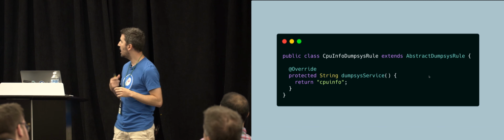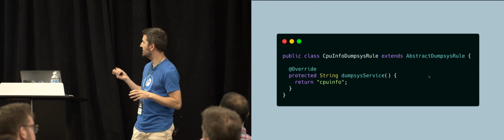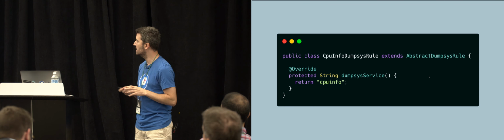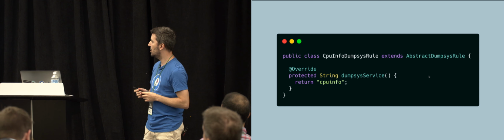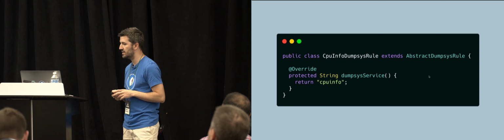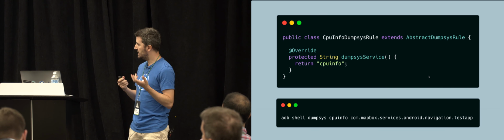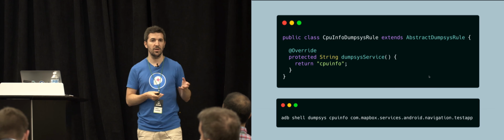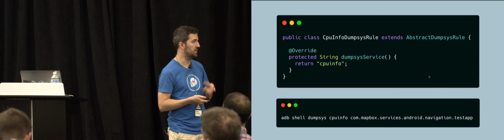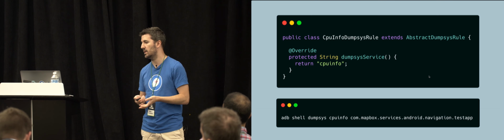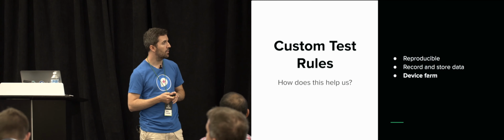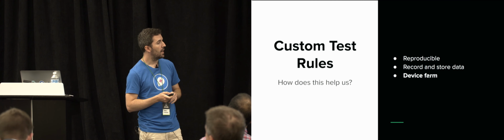This is just an implementation example of how we abstracted these custom rules. So we are using this specific CPU info service. But at the end of the day, behind the scenes, it's doing this adb shell dumpsys cpuinfo command that will give you this giant text file that we'll talk about in a minute.